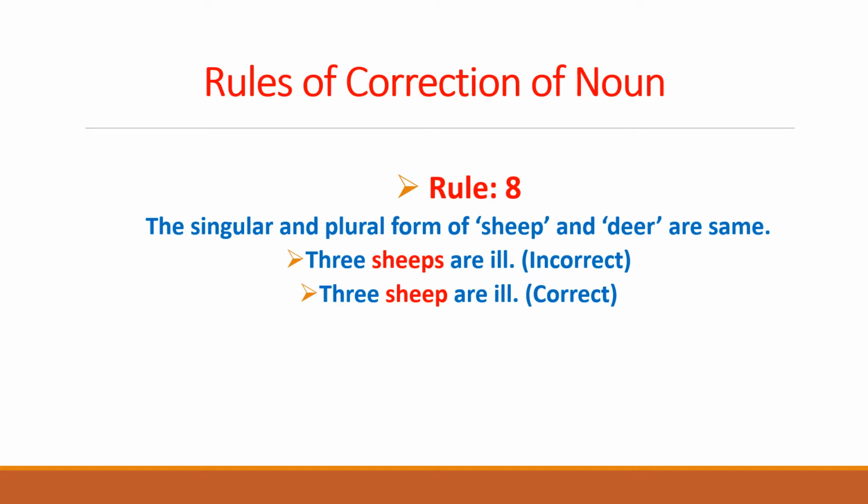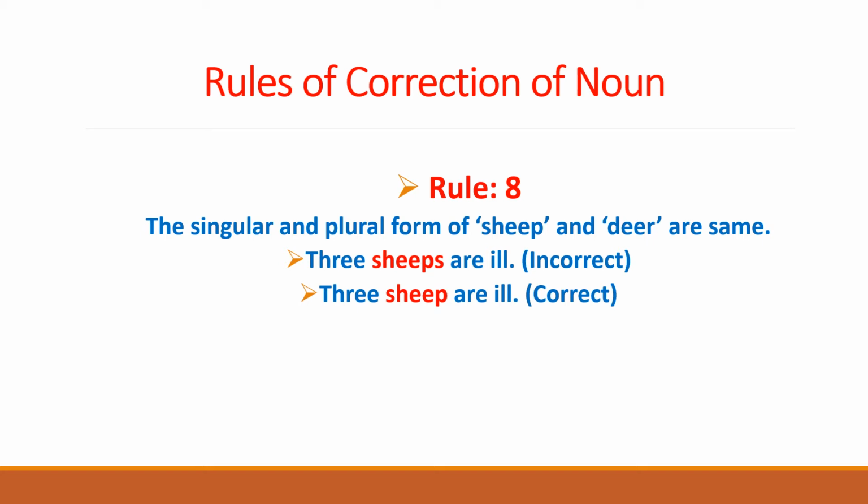3 sheep are ill. In this sentence, we can see that s has been added to sheep to make it plural, but as the rule says, the plural form has the same structure and form as the singular. So if we need to make it plural, even then it would be sheep, not sheeps. So the correct sentence is: 3 sheep are ill. There is no addition of s with sheep. Even without s, it is plural. No need to add s.